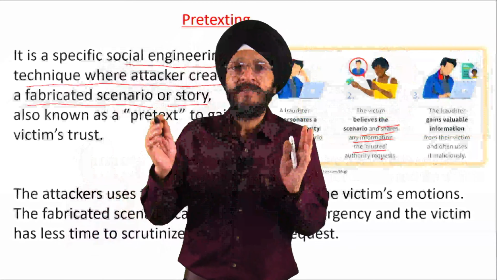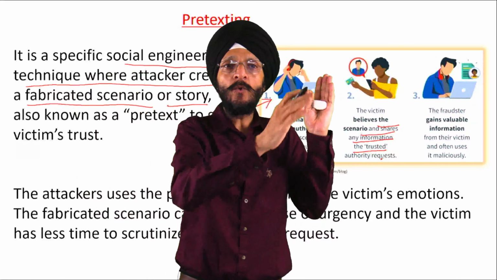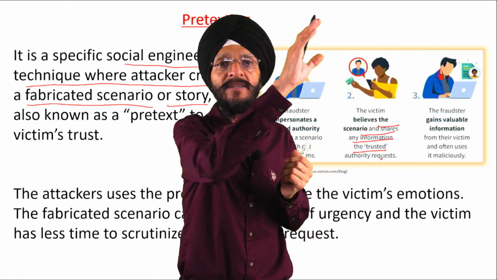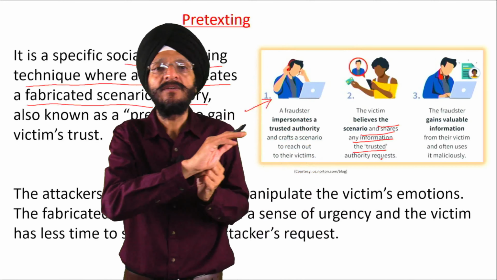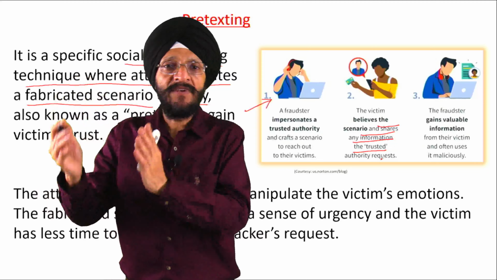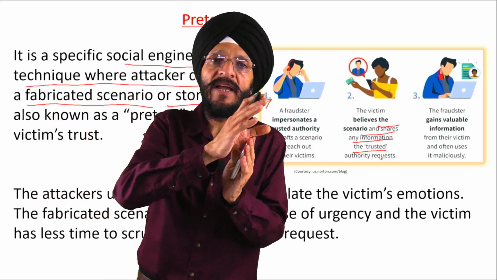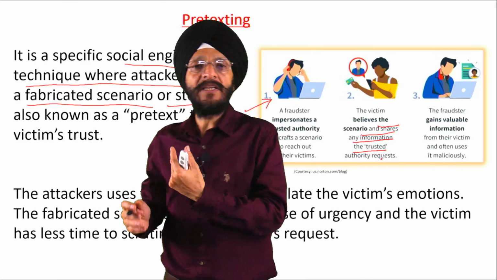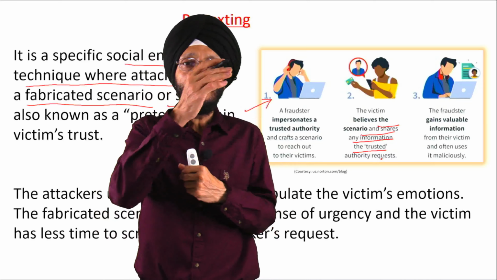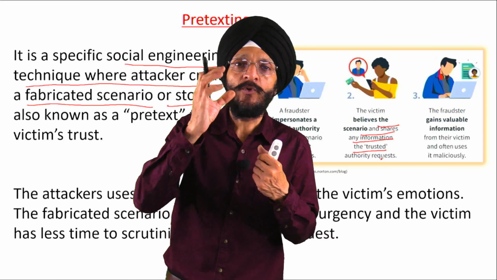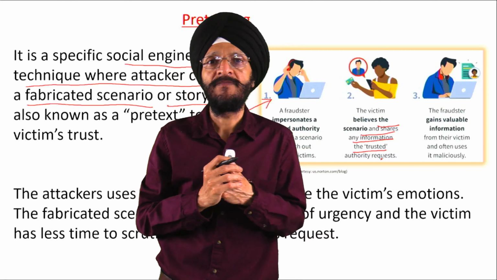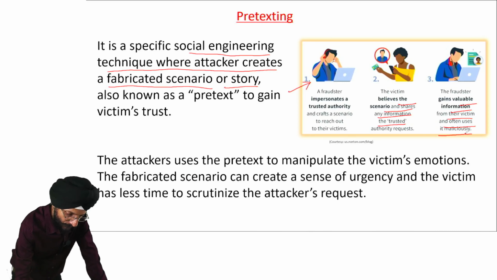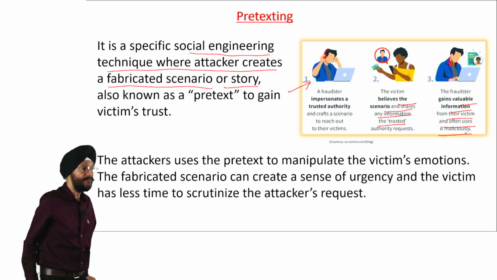That is, the victim trusts the person on the telephone call, and as required by the other person, the fraudster or the hacker, the victim tells all the information asked for by the fraudster, because the victim believes that the person on the other side is from some trusted company. The fraudster gains valuable information from the victim and often uses it maliciously.